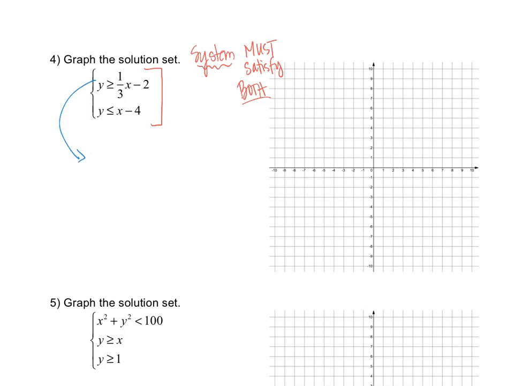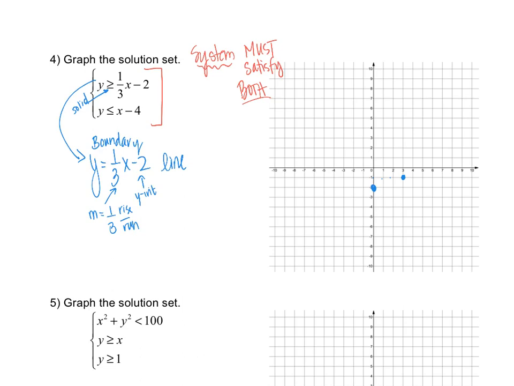I have y equals 1/3 x minus 2. That would be my boundary. And I know that this would be solid because of the equal to. And this is actually going to be a line. It has a y-intercept of -2, and it's being vertically shrunk by 1/3, or we could say that the slope is 1/3. So I'm going to go to -2 on my graph, and I'm going to rise up 1 over 3. And I'm going to draw this again as a solid line.